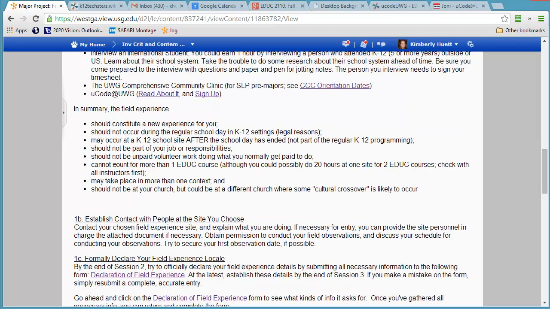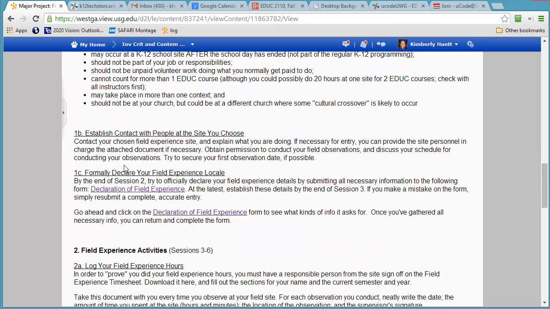Okay, so we talked about these items. You need to establish contact with the people at the site that you choose.